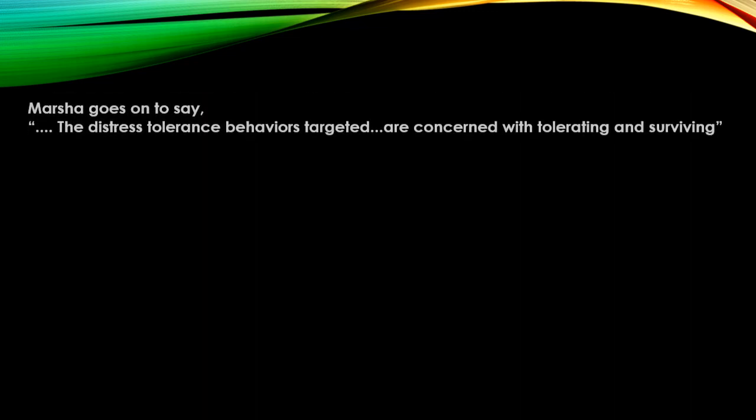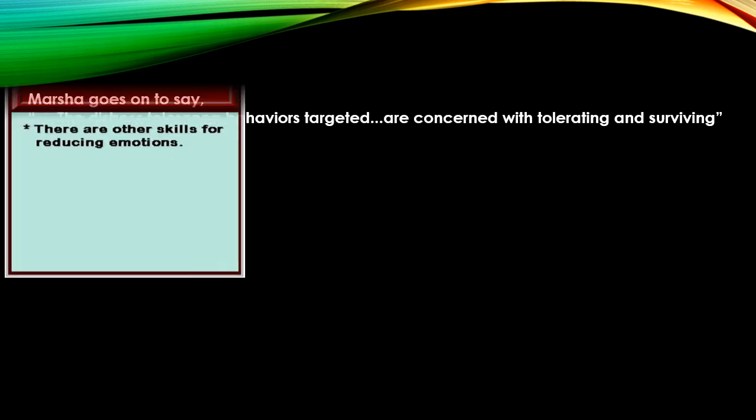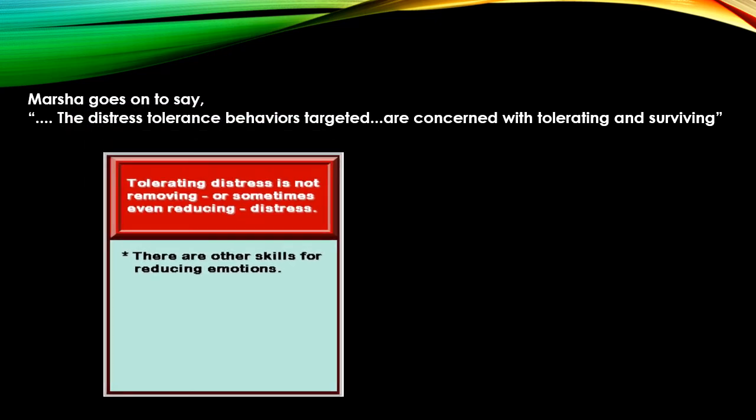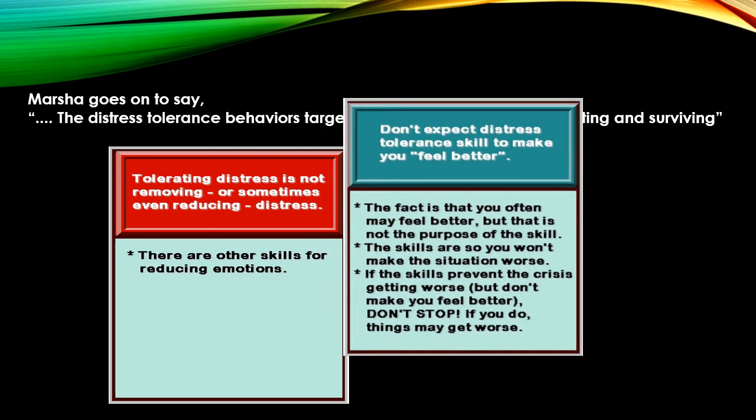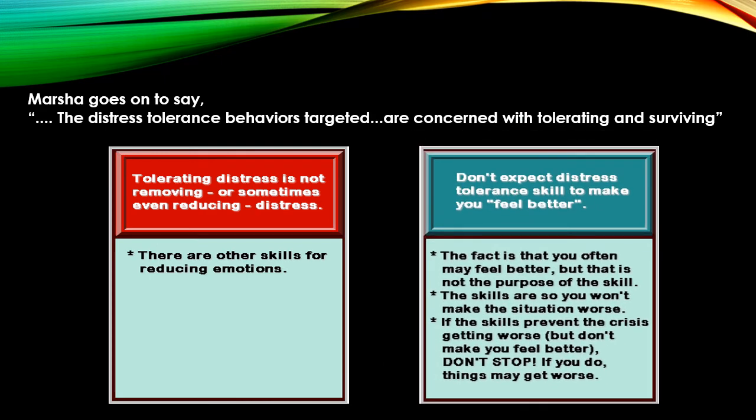Marsha goes on to say, the distress tolerance behaviors targeted are concerned with tolerating and surviving. Tolerating distress is not removing, or sometimes even reducing distress. There are other skills for reducing emotions. Don't expect distress tolerance skills to make you feel better. The fact is that you often may feel better, but that is not the purpose of the skill. The skills are so you won't make the situation worse. If the skills prevent the crisis getting worse, but don't make you feel better, don't stop. If you do, things may get worse.